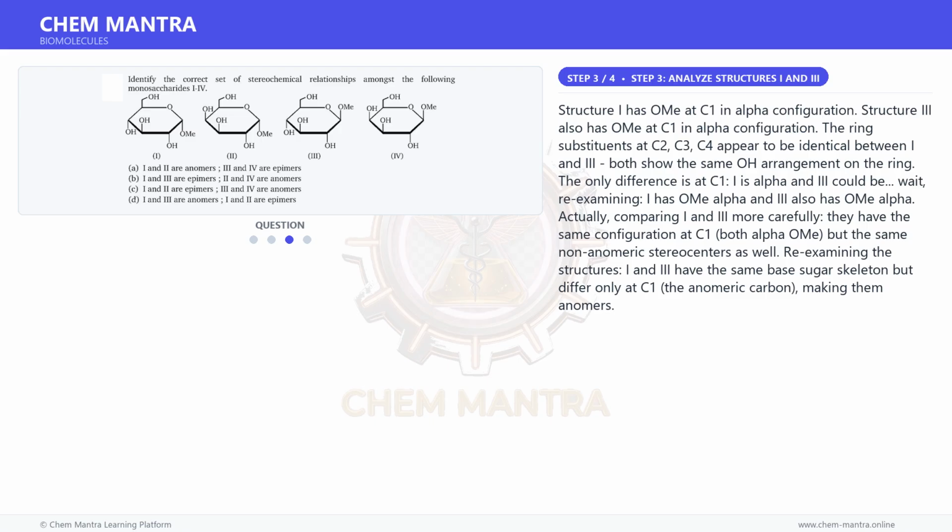Wait, re-examining, I has OMe alpha and III also has OMe alpha. Actually, comparing I and III more carefully, they have the same configuration at C1, both alpha OMe, but the same non-anomeric stereocenters as well. Re-examining the structures, I and III have the same base sugar skeleton but differ only at C1, the anomeric carbon, making them anomers.